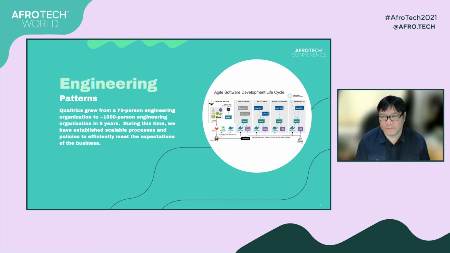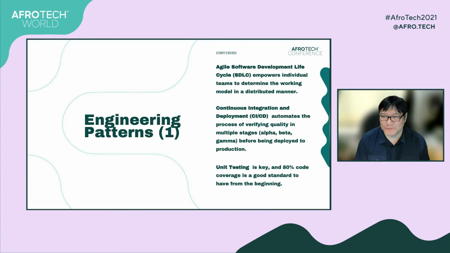And of course, the first one is agile software development lifecycle. We really value quick iteration and experimentation with our software in production. And we have business owners and product managers closely interacting and collaborating with development teams in every sprint to give feedback.